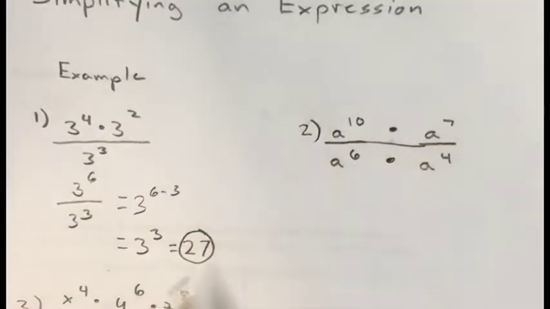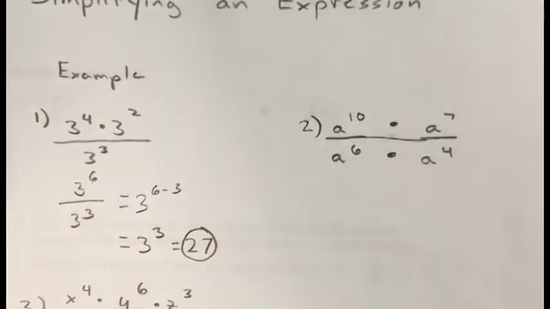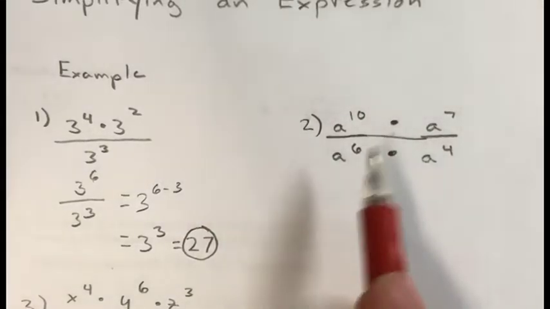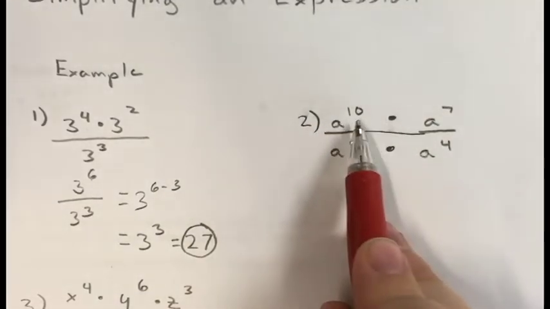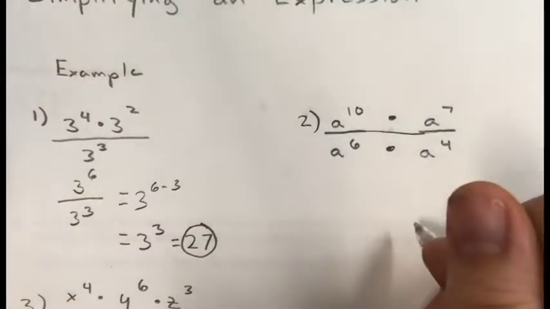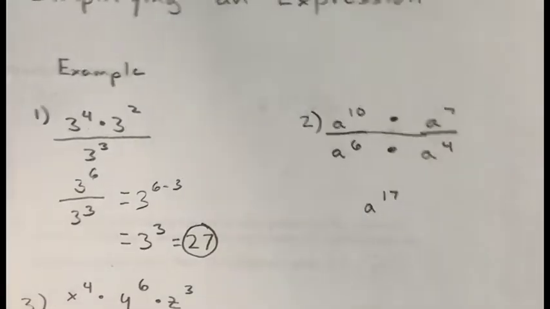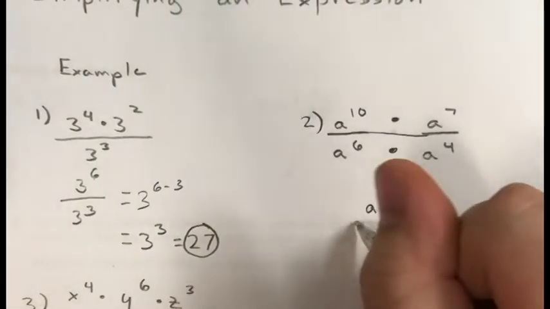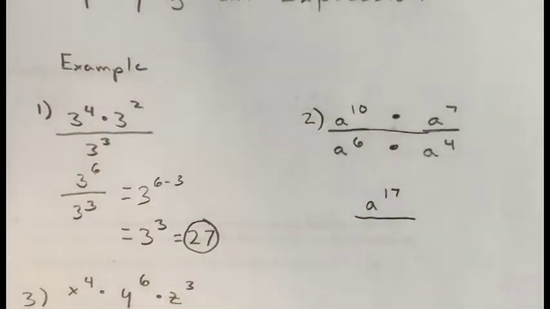I'm going to work across the top, then I'm going to work across the bottom, and then I'm going to combine things. So let's work across the top, following PEMDAS. I have no parentheses. I have exponents, but there's nothing for me to do with those things. I have multiplication and division. So I have a to the 10th times a to the 7th. What I have is a to the 17th power. Okay? And this is going to be over a to the 6th times a to the 4th, because I'm done with the top.